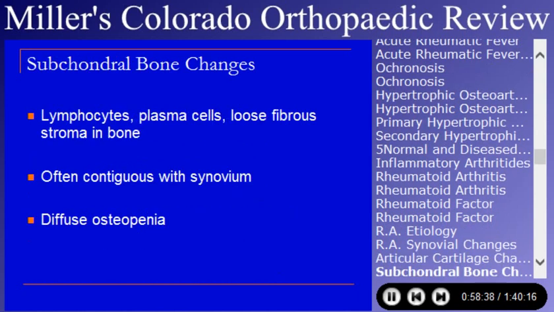Subchondral bone changes include inflammatory cells in the subchondral bone. These often are contiguous with the synovium. Of particular importance and something that shows up regularly is diffuse osteopenia, so that one of the hallmarks of a rheumatoid x-ray is the periarticular osteopenia, which you don't tend to see in the non-inflammatory arthritises.